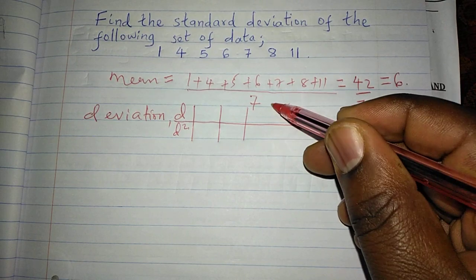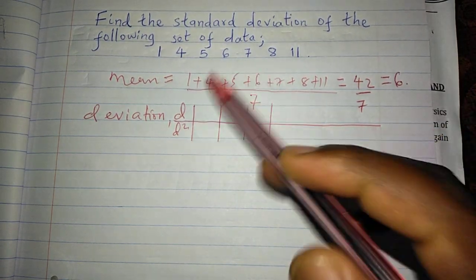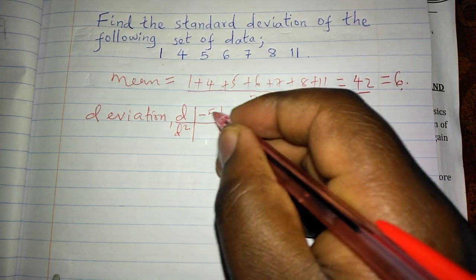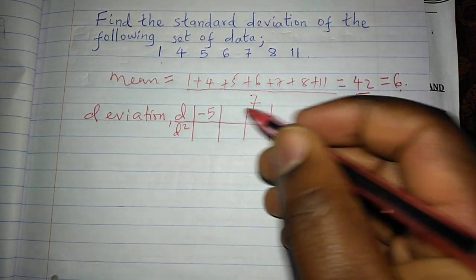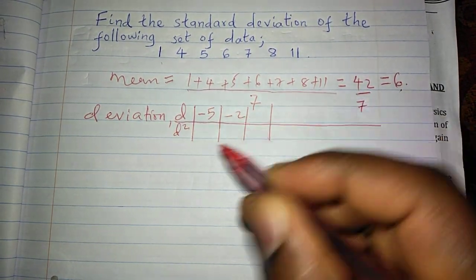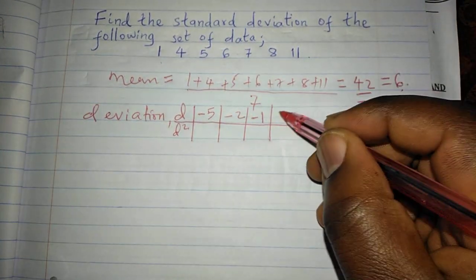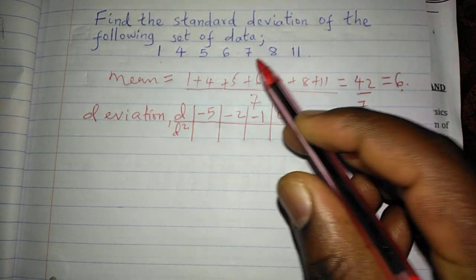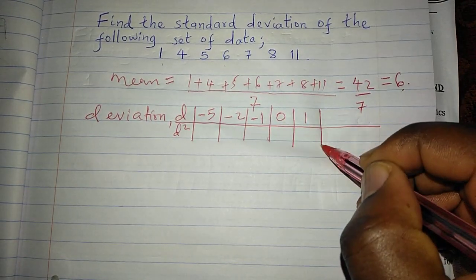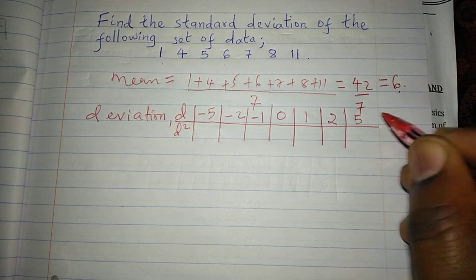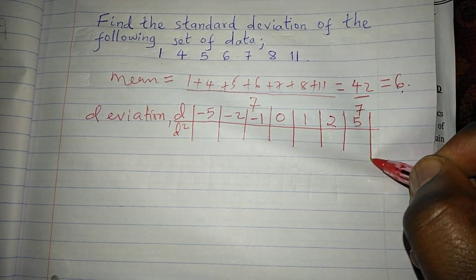The first item, which is 1, deviates from the mean of 6 by negative 5. The other item is 4, so 4 will deviate by negative 2. 5 by negative 1. Then 6 from the mean is deviating by 0. 7, positive 1. 8, positive 2. And finally 11 by positive 5. So these are the deviations.